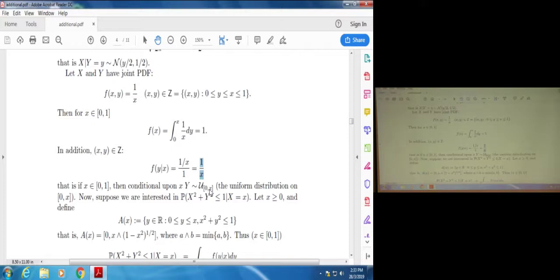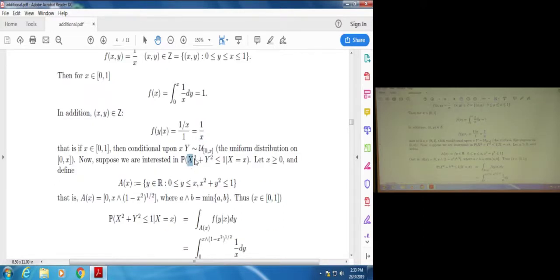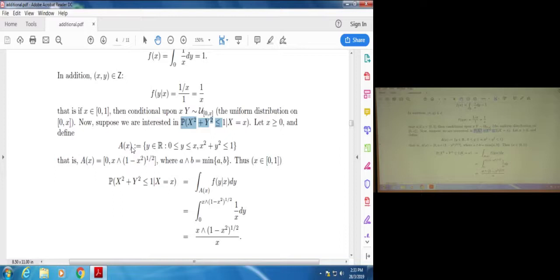So now what we're going to do, you may be interested in this, you may not, is compute the probability that x squared plus y squared is less than 1. This is all to do with circles. I'm going to compute this probability given I know x, and we let x be positive. So for some positive x, we define the set A(x), which is the collection of y's such that y is in our support, and x squared plus y squared is less than or equal to 1.